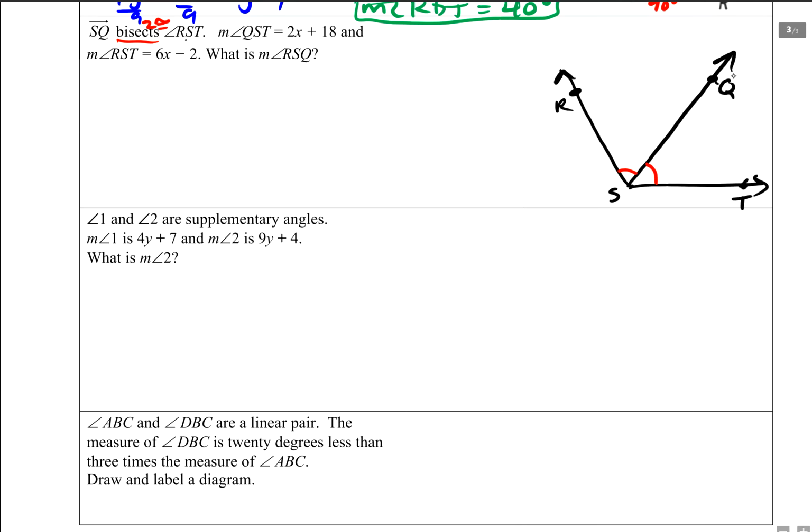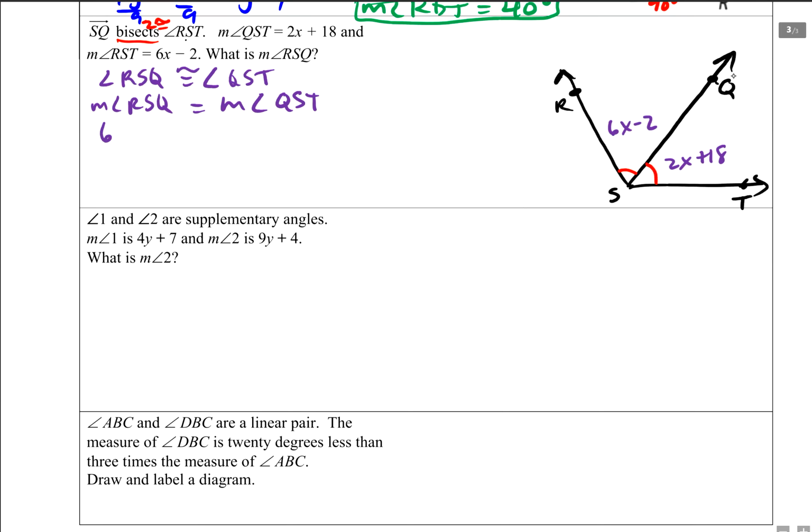Okay, and then the measure of angle QST is 2x plus 18, and the measure of angle RST is 6x minus 2. And what do I know about these? Congruent means equal. So I know that angle RSQ is congruent to angle QST. So the measure of angle RSQ equals the measure of angle QST. That's definition of bisect and definition of congruence.